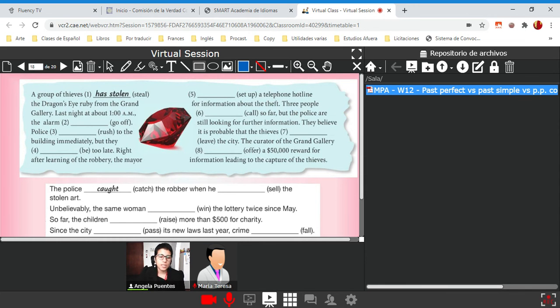Okay. So the idea is like you're going to complete the sentences. I'm going to give you 1 minute so you can read the entire thing. 2 minutes. And when you finish, you tell me the answers. Okay? You're going to read all the text. But first, take your time, read, and try to identify where are the conjugations.